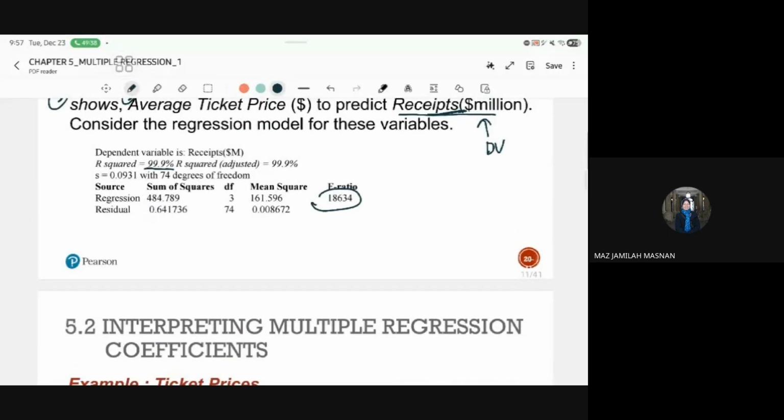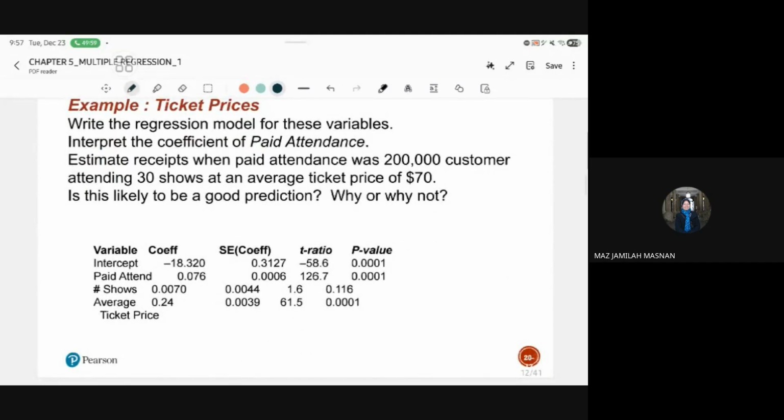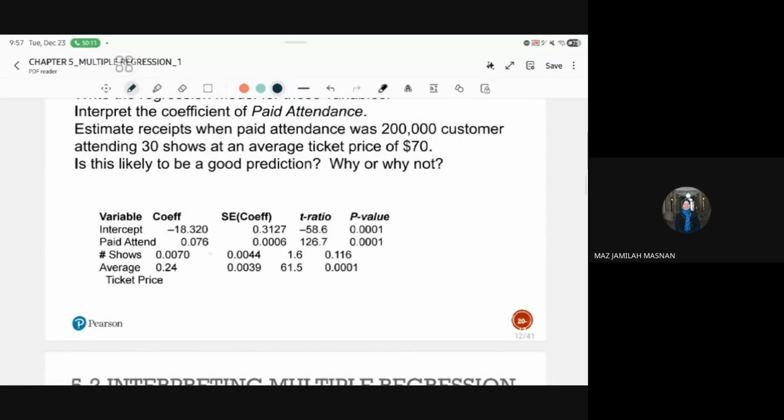In terms of the F ratio, you need to compare with the critical value for the F. In this case, we are not going to do that. So just ignore this particular part, and we concentrate on the model of your IVs, whereby we need to find out whether each IV is significant or not to your model. Okay, so write the regression model for these variables.